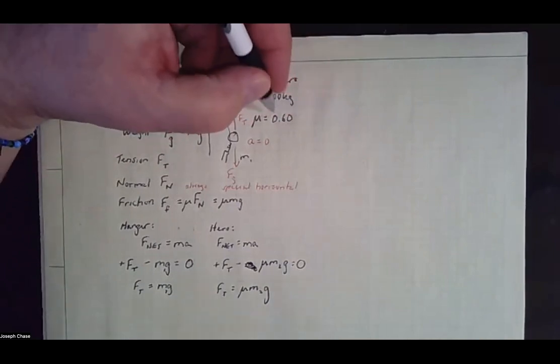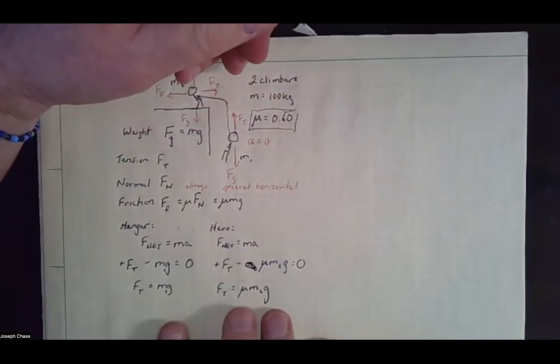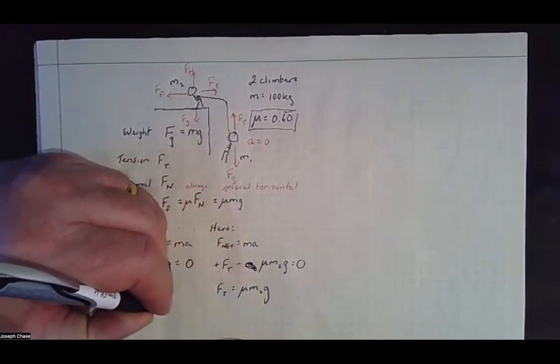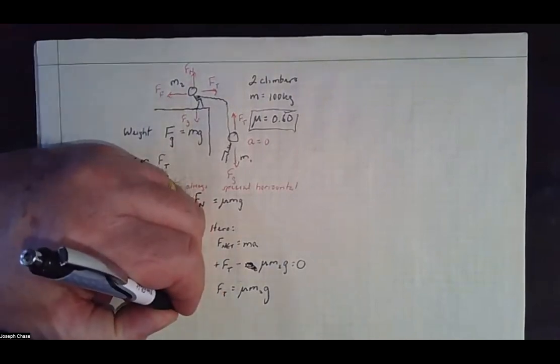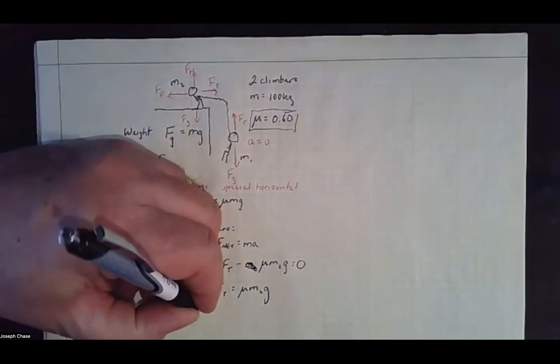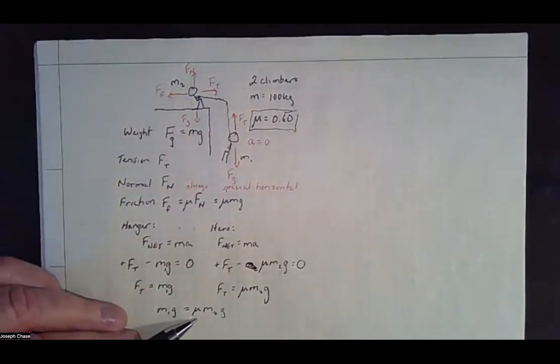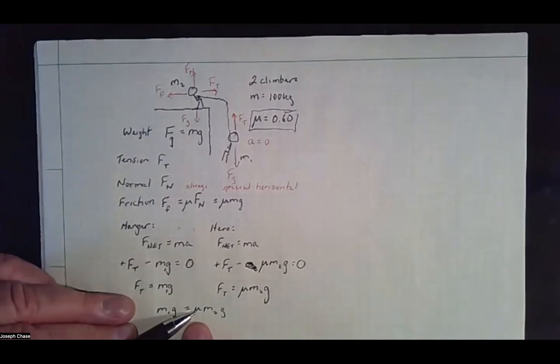Now, I made the assumption that we had a coefficient of friction up here. But now when I set these two equal, I'm realizing something else. If these two have to be equal, then M1 times G has to be equal to the coefficient of friction times M2 times G. So this actually puts a condition on the coefficient of friction.